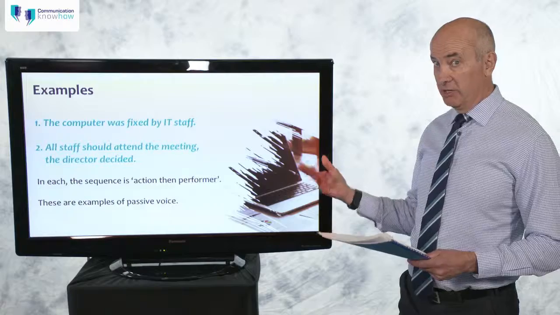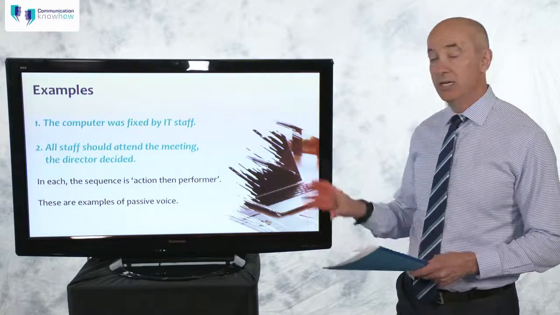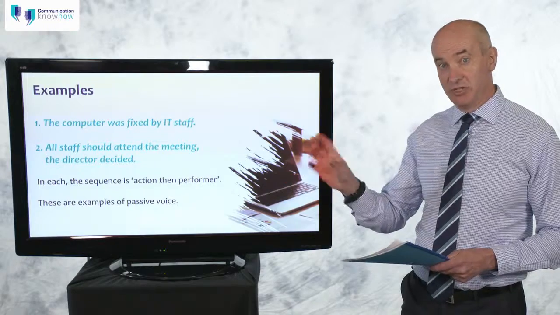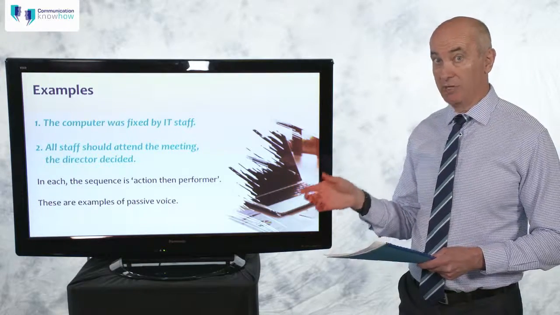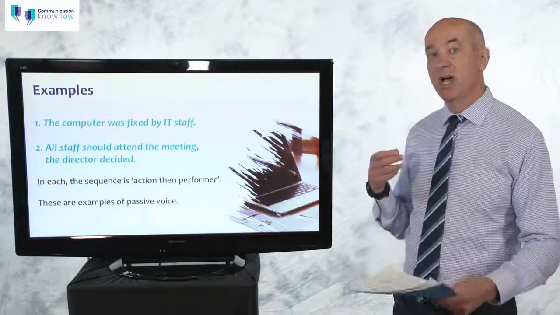So you'll recall the original there was the director decided all staff should attend the meeting, but when we write in the passive, we've changed and the action is now coming before the performer. So that sequence of action, then performer. But here, this second sentence is a demonstration of the downside of passive voice, where you had to work all the way to the end of the sentence to understand what was happening in that sentence. And that's why we try to aim as much as possible to write in the active voice.